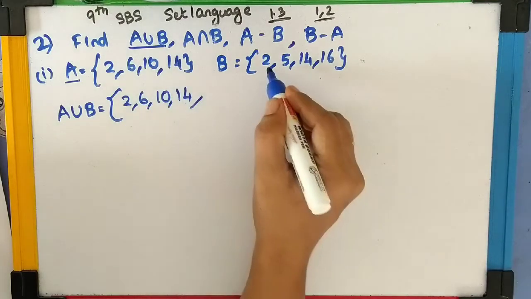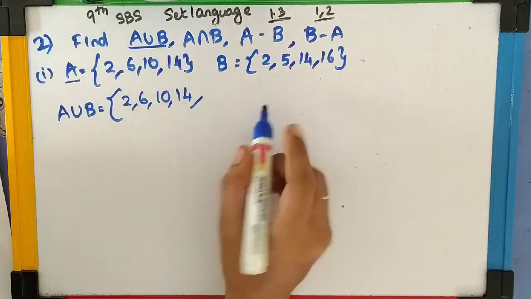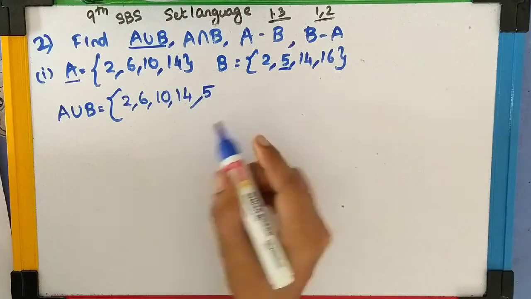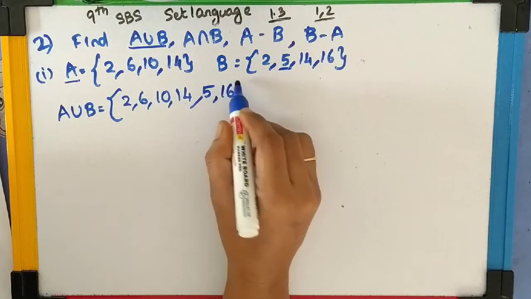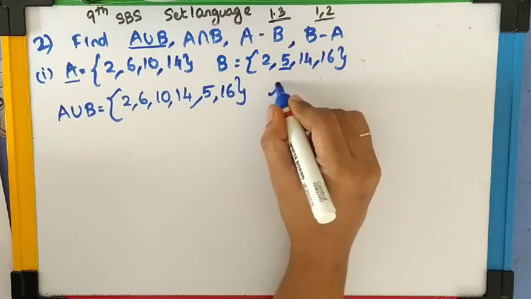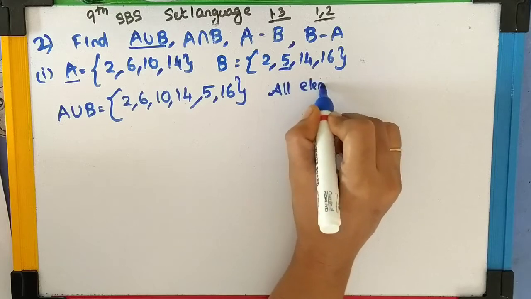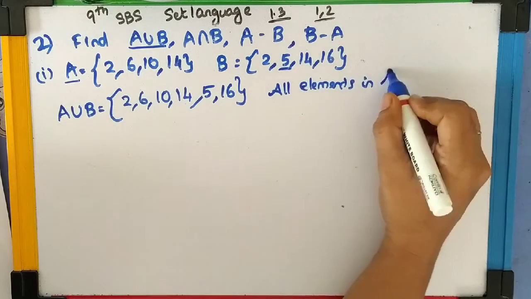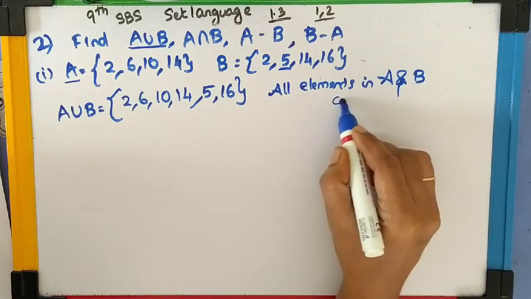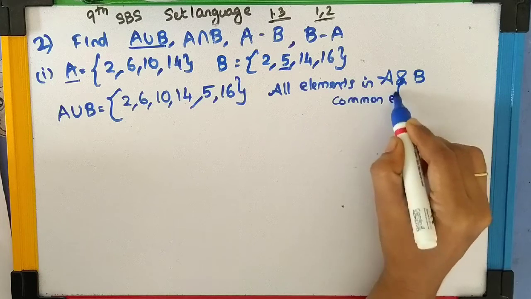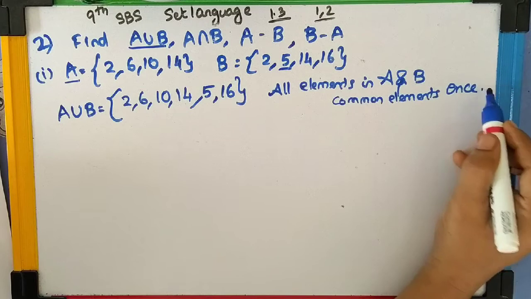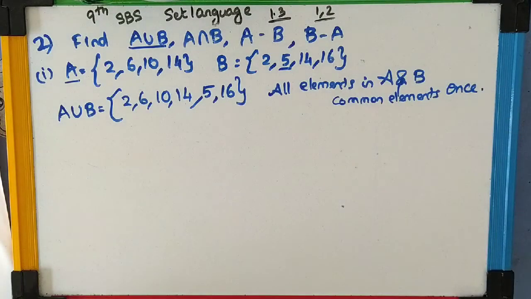That's it. So, first write 2, 6, 10, 14. 2 is already present, so I am writing 5. 14 is already present, so I am writing the next number 16. So, this is the A union B, okay? There are 6 elements in A union B. Here, what is union? We have to write all the elements in both the sets, and only one condition is the common element should be written only once. Okay.